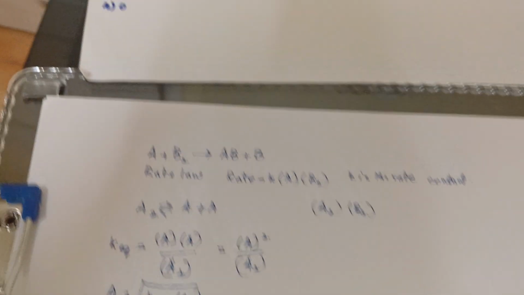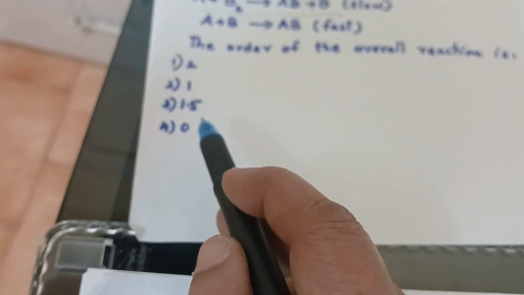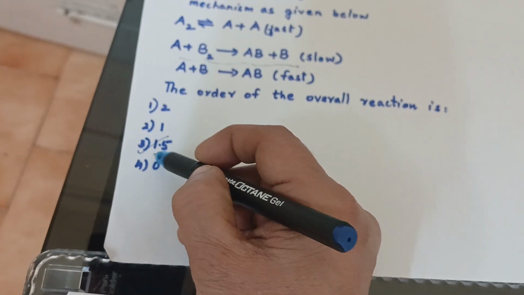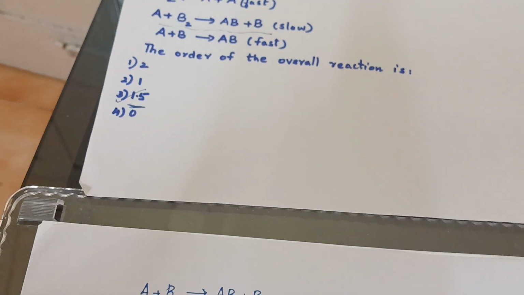So let us look at the options. First choice is 2, next is 1, next is 1.5, fourth one is 0. So 1.5 is the overall order of the reaction.